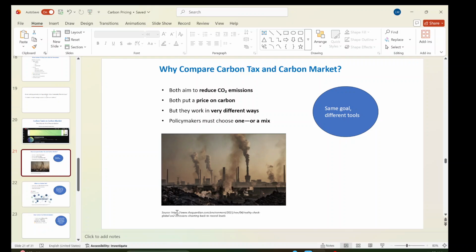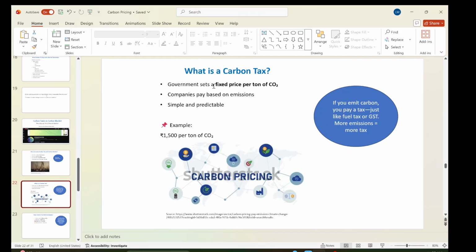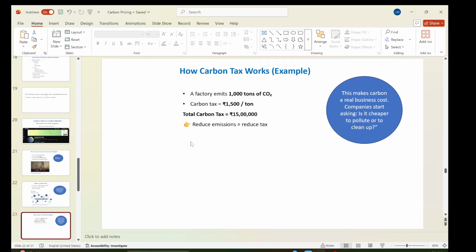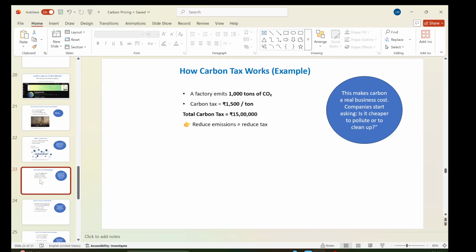This image I have taken from the Guardian, right? And similarly, what is carbon tax? The government sets a fixed price per ton of CO2. In my previous video I talked about that. So there is something like 1500 rupees or $10 or whatever for per ton of CO2. Companies pay based on their emissions, how much they emit. Accordingly, they have to pay as per the fixed rate, right? It is simple and predictable, and we know that. Like rupees 1500 per ton of CO2, or in dollars $10 or $8 or $9 like that. So if you emit carbon, you pay tax just like fuel tax or GST. More emission equals more taxes. So how this works is the same as we discussed in my last video.